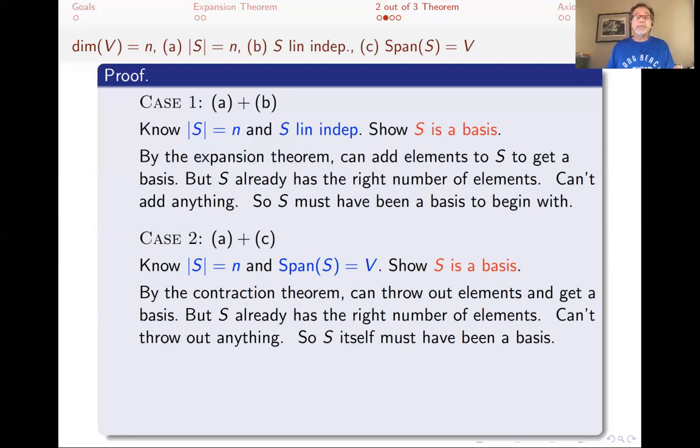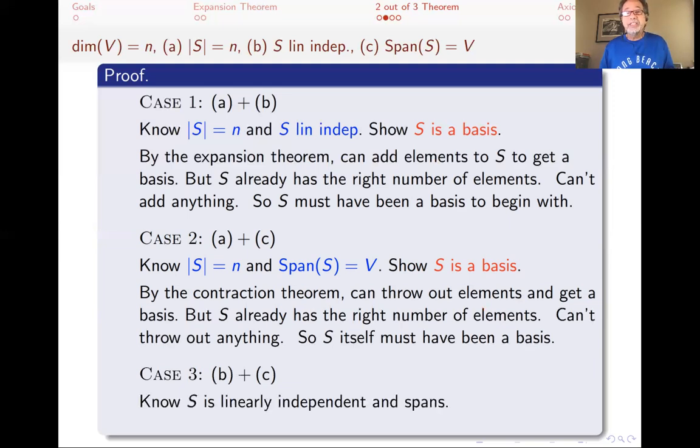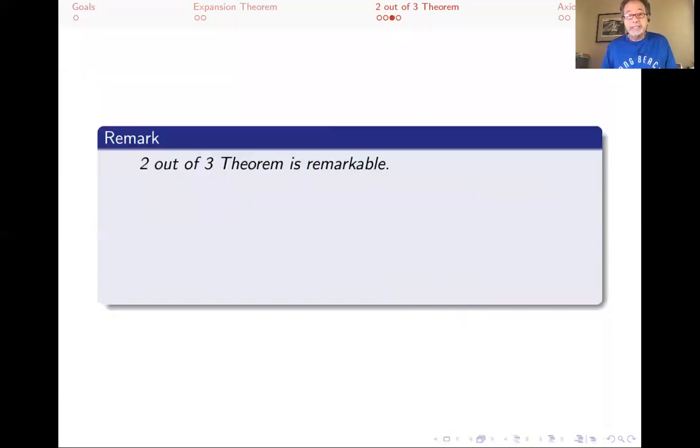So that's if A and C are true. Well, what about B and C? That means that if S is linearly independent and spans, well, that's the definition of a basis. By definition, S is a basis, and we are done. Now, this 2 out of 3 theorem is remarkable. By the way, this name 2 out of 3 is something that I made up. It's not a common name.